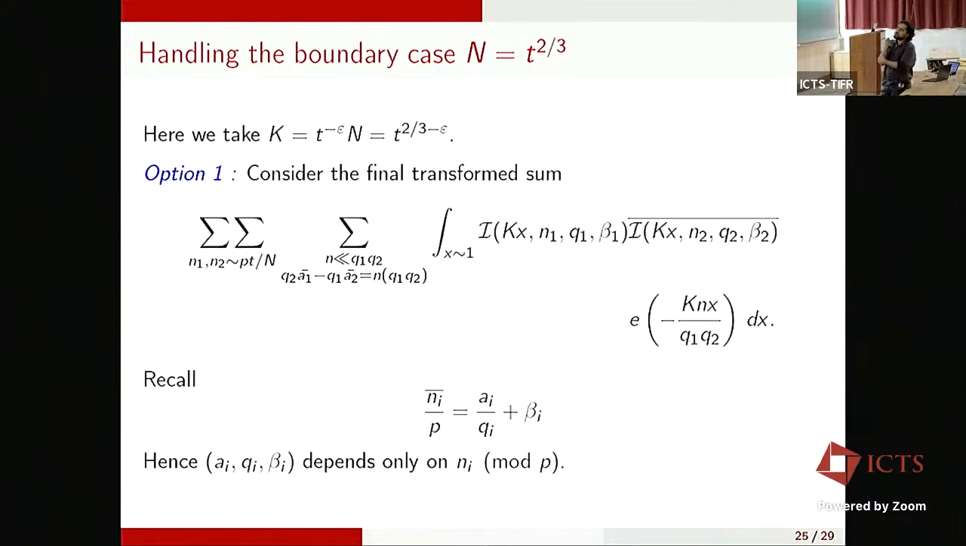So there are two options to handle this. The first is to push whatever you are doing in the following way. In the final transform sum, we try to use cancellation from these variables as well. But of course, these n1, n2 are involved in this congruence condition, so this is not so simple. Just to remind you, these ai and qi are functions of n1 and n2.